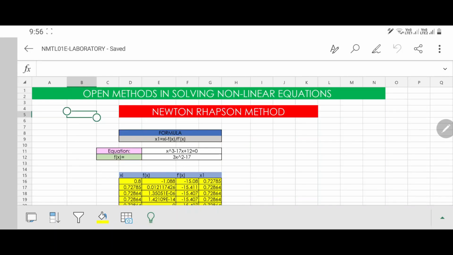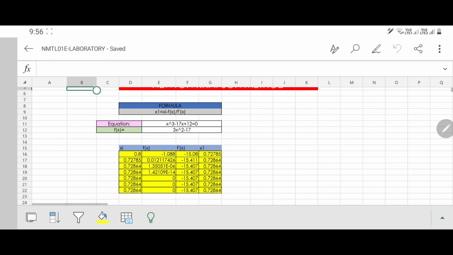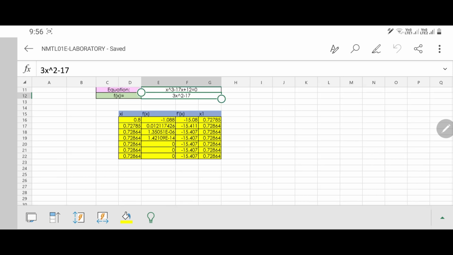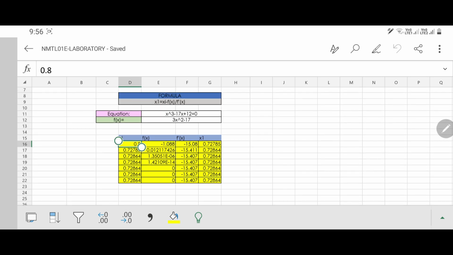Okay, this is Newton-Raphson method, and ito yung formula na ginamit. Ito yung equation natin, then derivation of equation. Ang ating value dito, itong table ay inalagay natin sa xi ay 0.8, and then ang value nito ay galing dito, and dito naman ay dito, at sa x1 ay yung pinagsama na itong mga itong tatlo gamit to, dahil ito ang formula.